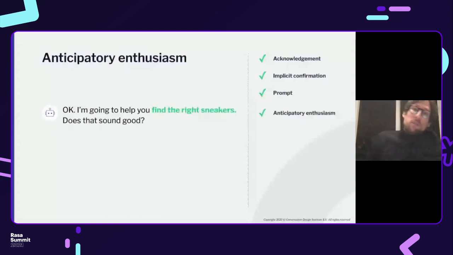Let's add anticipatory enthusiasm. Okay, I'm going to help you find the right sneakers. Does that sound good? All right, so now I'm already putting the image in someone's mind that they're actually going to have the right sneakers. All right, so we're taking away some of the anxiety that they have. But let's see if we can do more.